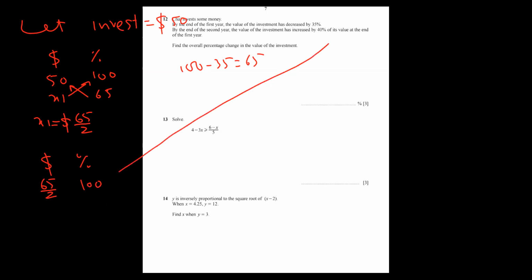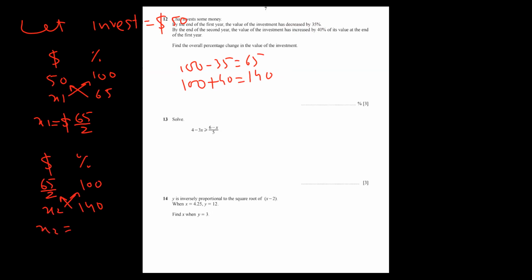But now you know that this value increased 40%. So a 40% increase means adding, it becomes 140. So I need to find 140 equals to what? This is called the second value. Again, I'm going for cross multiply. And if I check the value, I'm typing it now, 65 by 2 into 140, divided by 100, and I'm getting here $91 by 2. So the starting value is 50 and the last value after 2 years is this much.